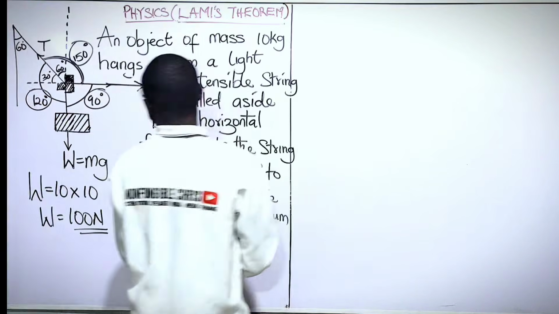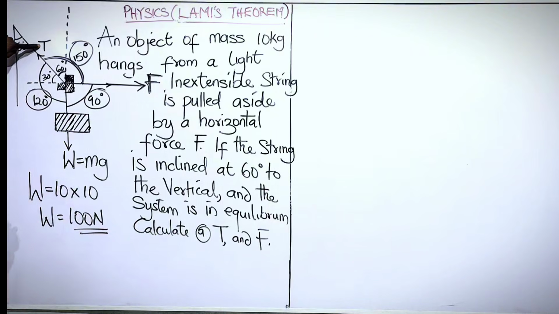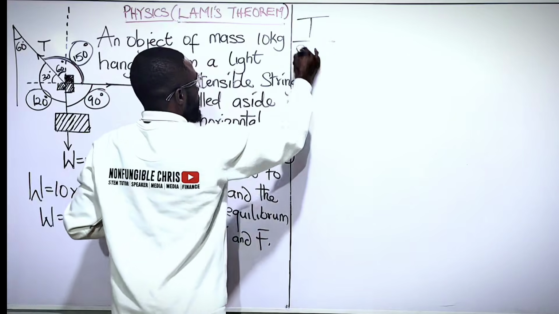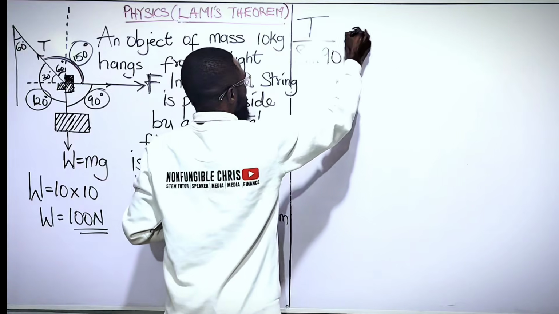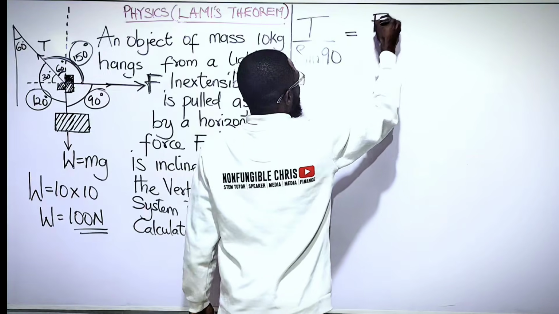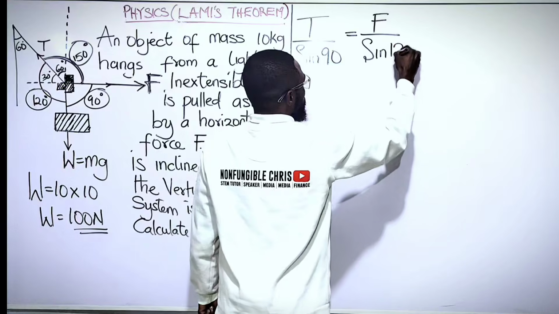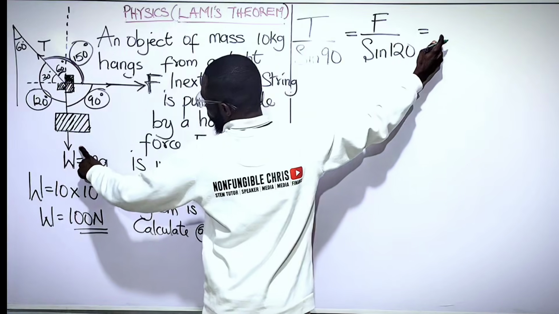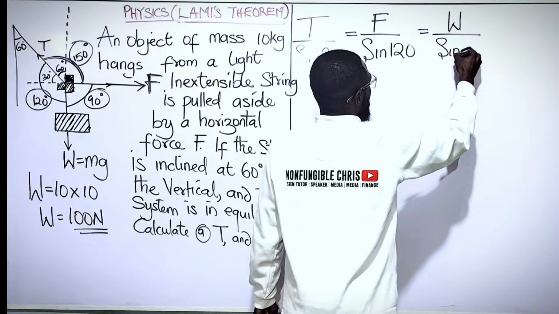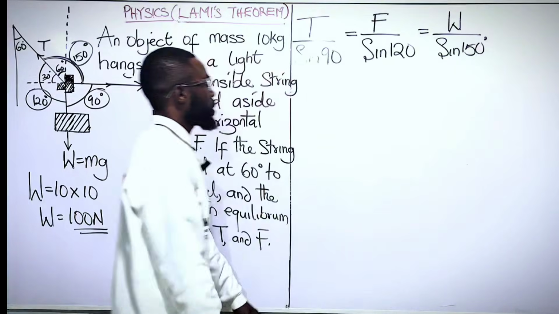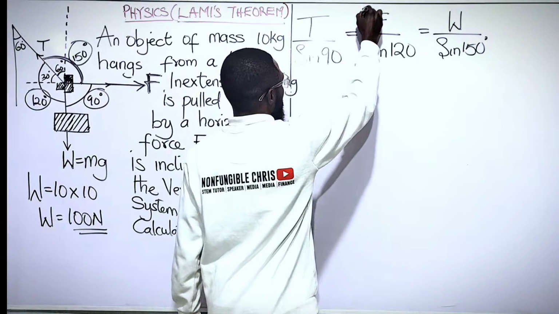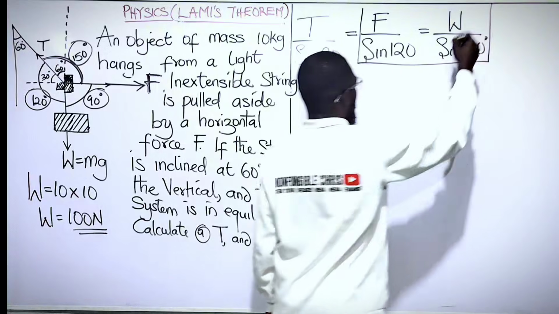We can now say T over sine 90 is equal to F over sine 120, which is equal to W over sine 150. So we already have W, that's 100 Newton, so I can take W and F first, and afterward I relate it to the other one.